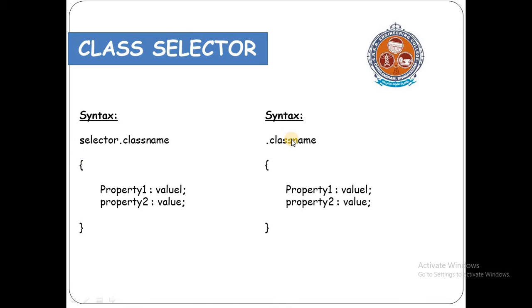This syntax is different, because if you want to use it in both h1 and p, just use dot class name. Wherever the class name is there, all these properties will be applied. So this is the difference between dot class name and selector dot class name. Simply giving dot class name, wherever the class is there, all the properties will be applied.